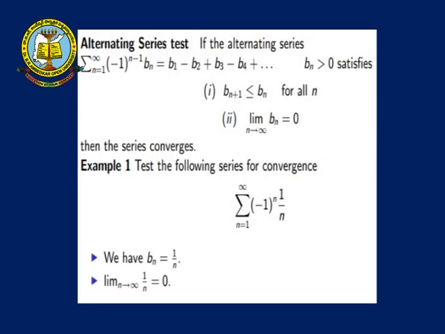Now, in the alternating series concept, the series formation we know is sigma n equal to 1 to infinity, minus 1 whole to the power n, times 1 by n. Then this series is an alternating series. For an alternating series, by the Leibniz test we decide whether the series is convergent or not. The Leibniz test takes the nth term bn: if limit n tends to infinity bn equal to 0, then the series is convergent. That is how we decide by the Leibniz test.